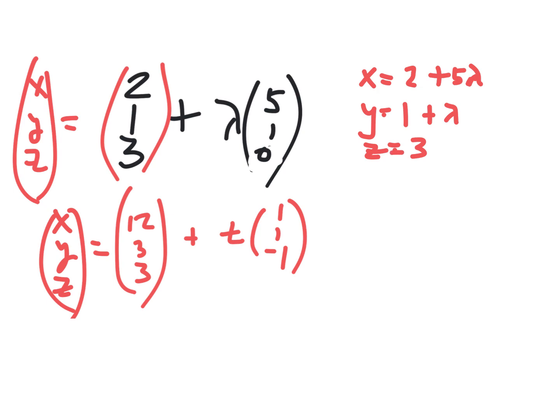And it's just z equals 3. Well, that's kind of cool because 0 lambda is just 0, right? So sweet, I already know that z has to be 3, period, all the time.